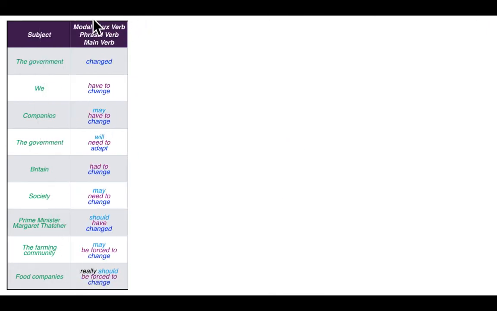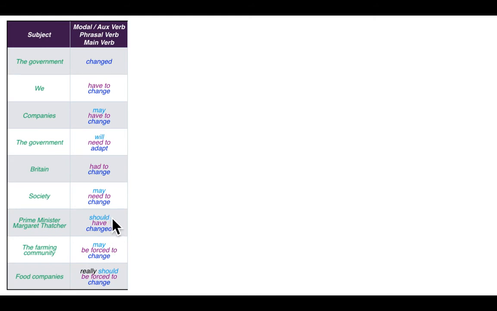Now in the verb combination you'll notice that we can use a modal verb, an auxiliary verb, a phrasal verb or a main verb. Here there's just one verb. We're talking about change, so we're going to stay with change and maybe one or two synonyms. So the government changed, we have to change, companies may have to change, the government will need to adapt, a synonym of change, Britain had to change in the past, society may need to change, suggesting the future. Prime Minister Margaret Thatcher should have changed.